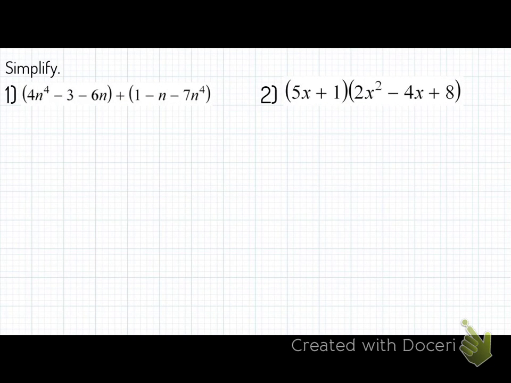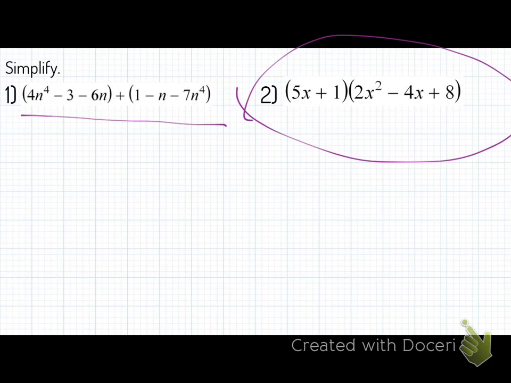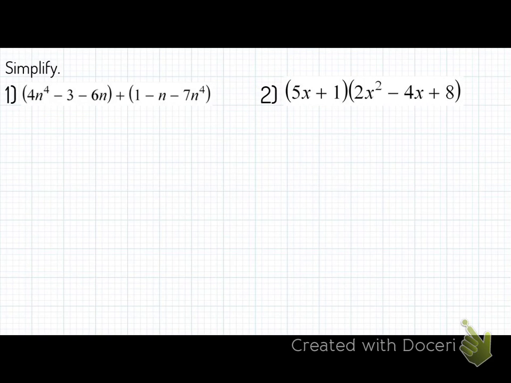So here we go, simplify. We're going to do a couple types of problems. Today we're going to do addition, subtraction problems, which is going to be represented by problem number 1 here. And then we're also going to do multiplication problems, which is from example 2 here. Okay? So example 1, simplify.